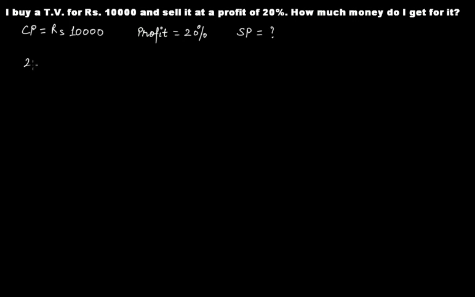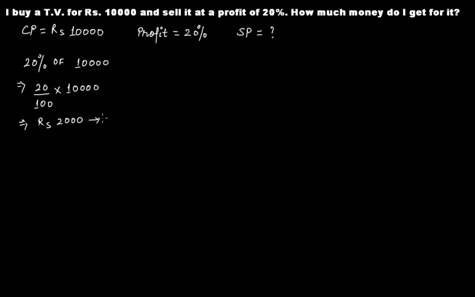So 20% of 10,000. This will give us the exact amount of profit made when we sell this particular item on this percentage. It means what? 20% of 10,000. And if I calculate it, this gives us rupees 2,000, right? So this is the profit that I make.